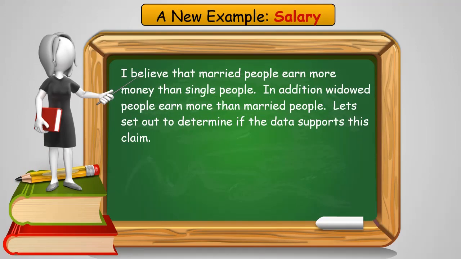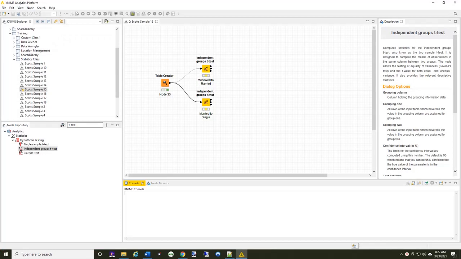Let's set out with another example. Let's say that I believe that married people earn more money than single people, and in addition, widowed people earn more money than married people. Let's set out to determine if the data supports this claim. So let's start with a null hypothesis that the salaries are actually the same, because the independent groups t-test is testing the means to see if they are equal.